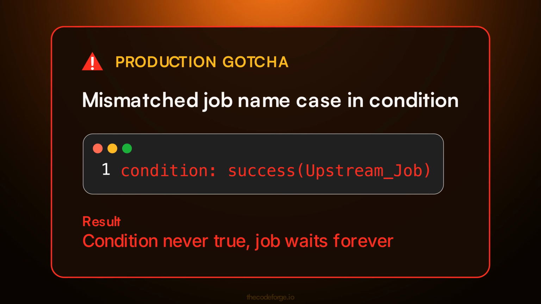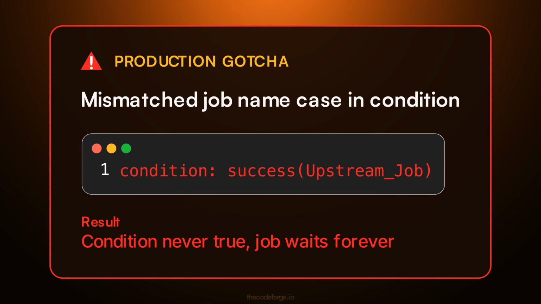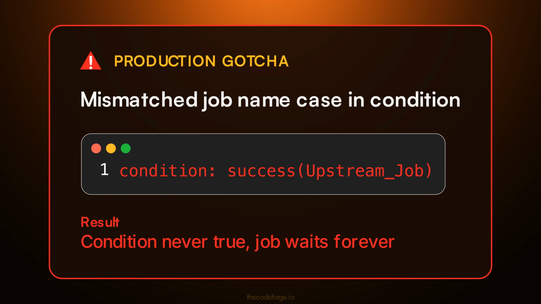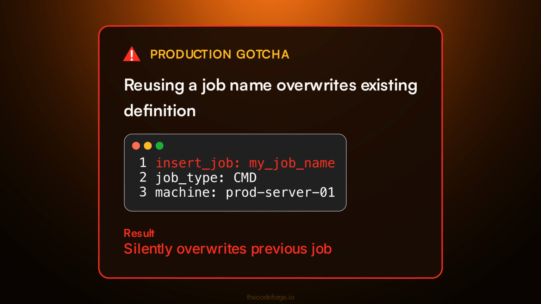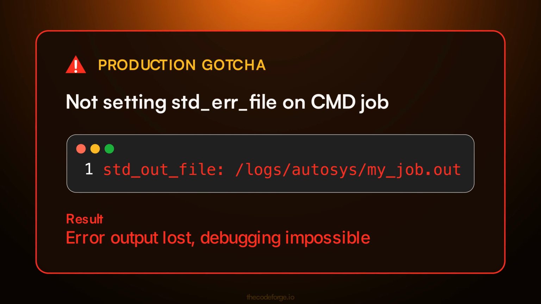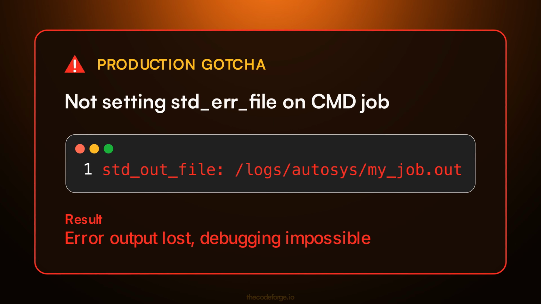Condition job names are case-sensitive. If the upstream job is defined as Upstream_Job, but you write upstream_job, the condition never evaluates to true and your job waits indefinitely. Never reuse a job name. AutoSys treats insert job as an update if the name exists, silently overwriting your previous definition. Always use unique names.